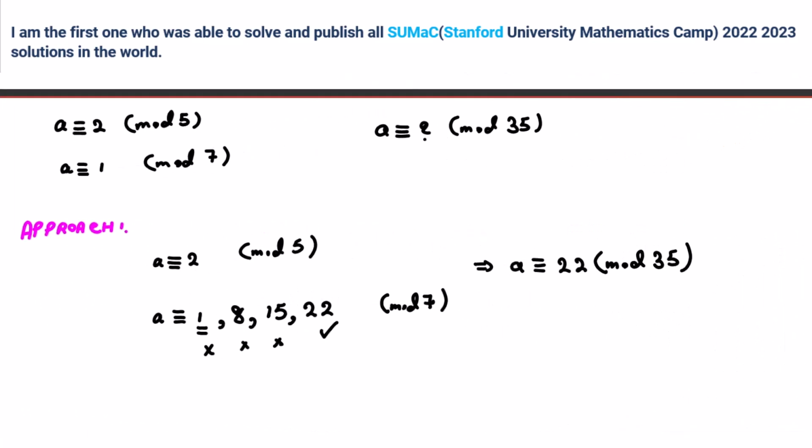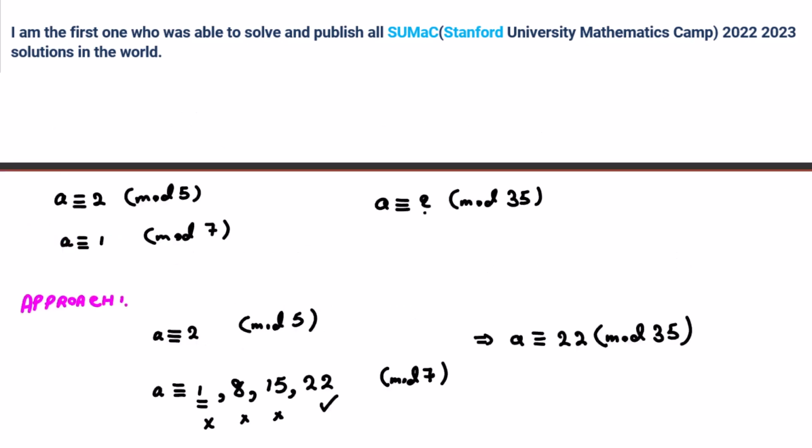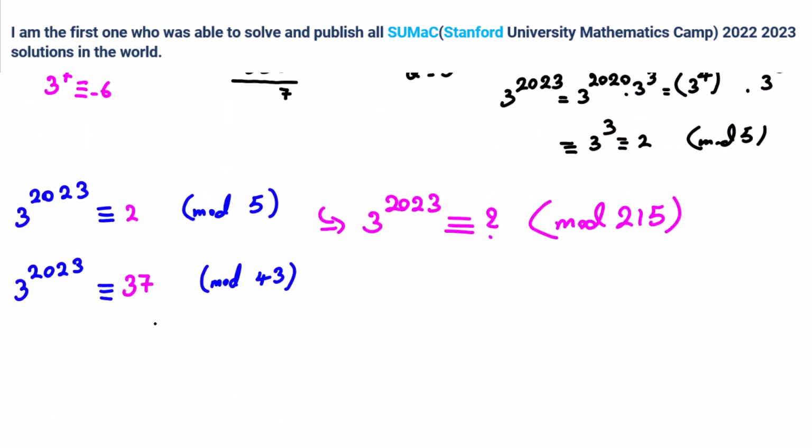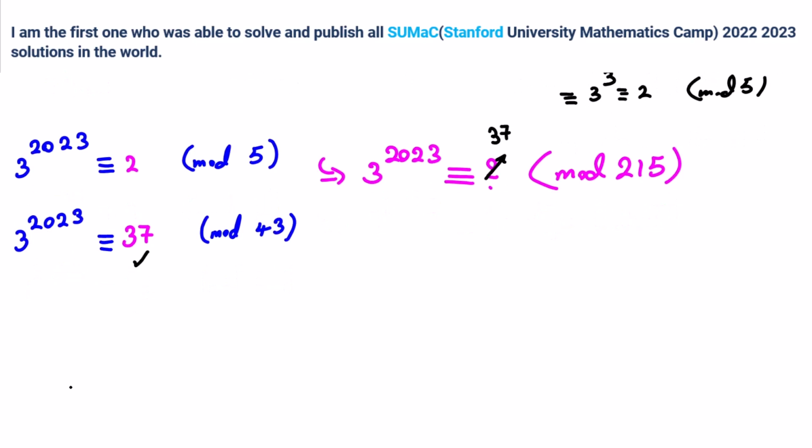Is the answer 37? Exactly. Here the first number works, right? Yeah. And this one, 31 mod 5 is 2, so you don't need to check other numbers. Understood? Yeah. Let me tell you other approaches also.